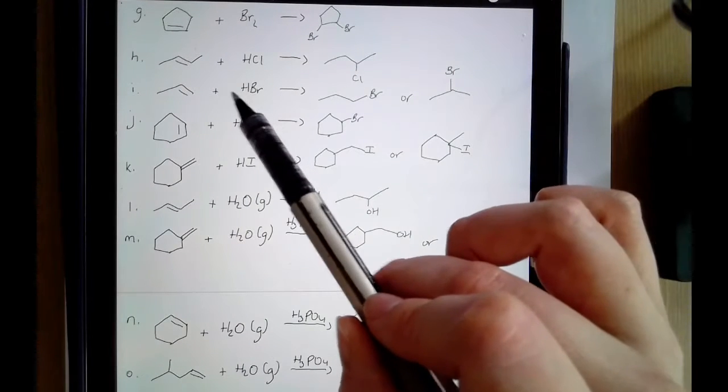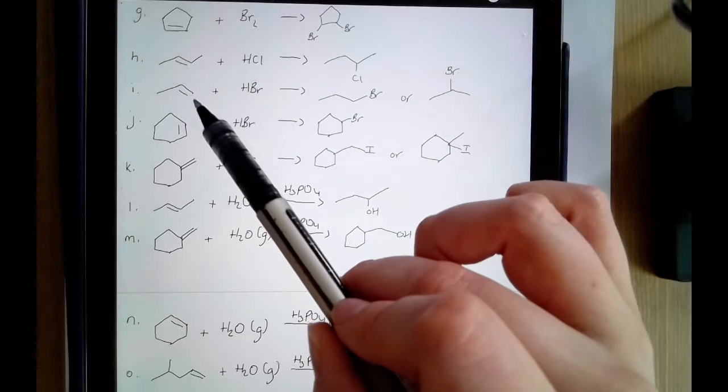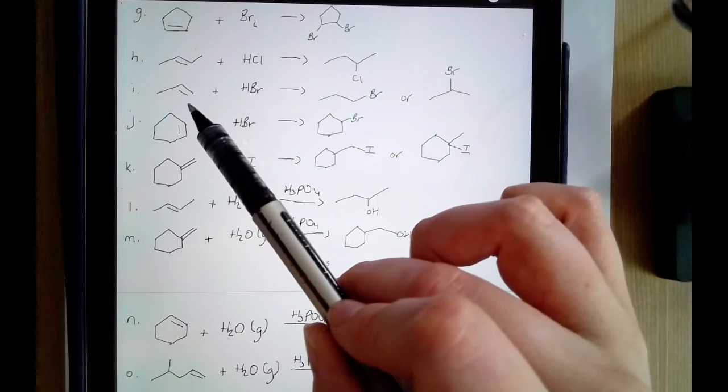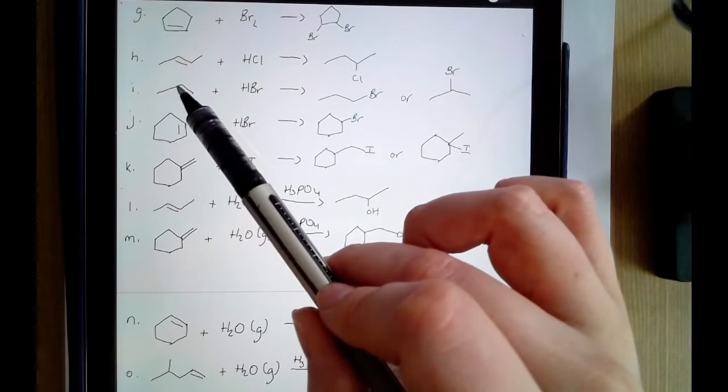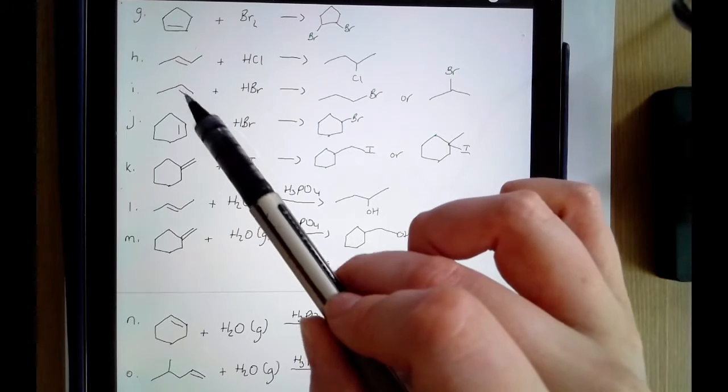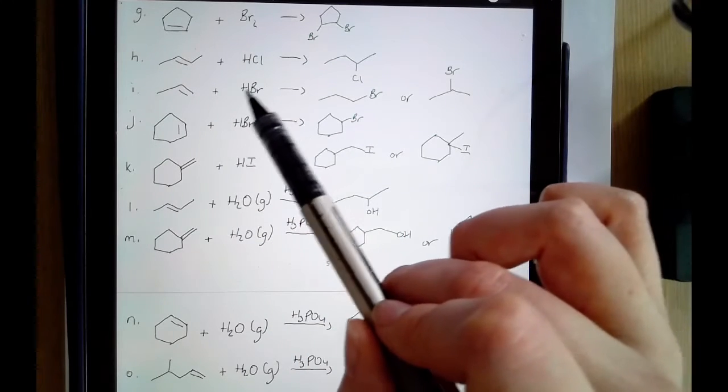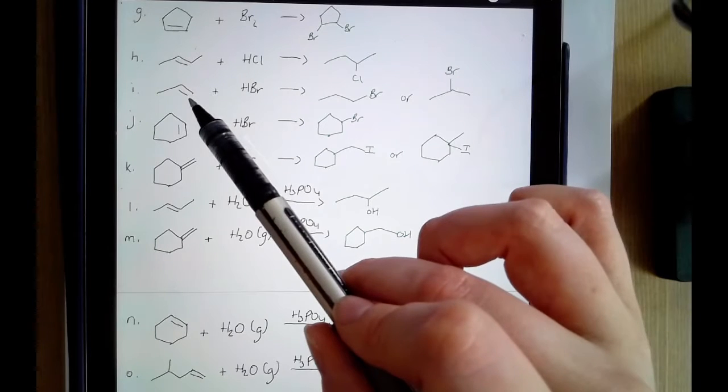In the second example, my carbons are not identical. The one at the end is bonded to 2 hydrogens. The one in the middle is bonded to 1 hydrogen and 1 CH3. So I've got 2 carbons which are not identical, and I'm adding 2 different atoms. So I am going to end up with 2 products.